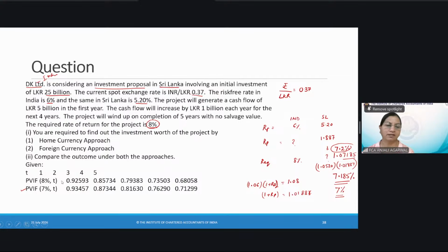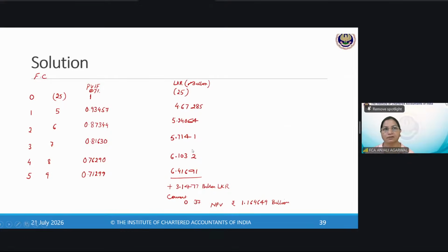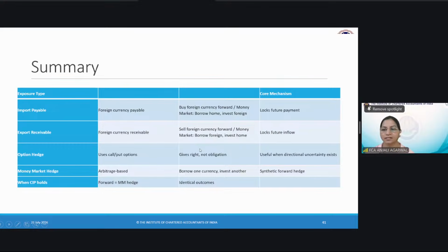So we used 8% discounting rate to calculate the present value when we were using the home currency approach. And when we were using the Lankan currency approach, we were using the discount rate at 7%. So first working note would be to calculate the discount rate applicable. So this is all. I just have a summary for you for the Forex questions. So just have a screenshot of this if you can.